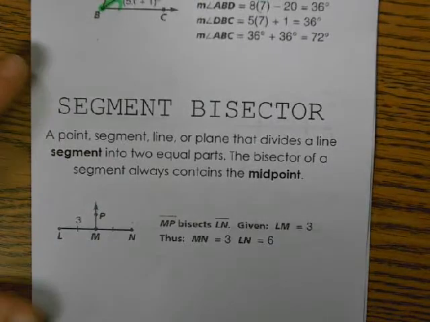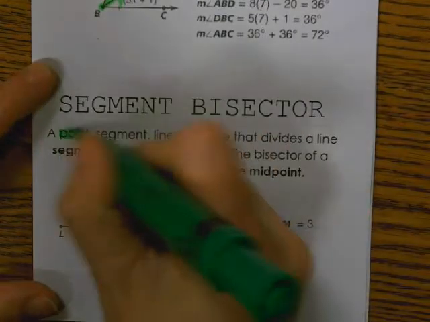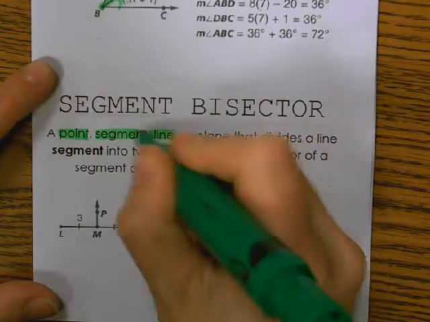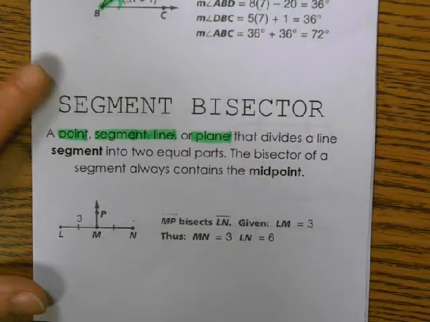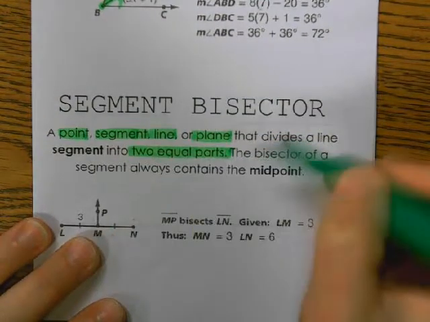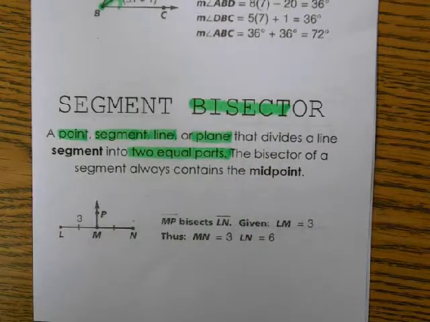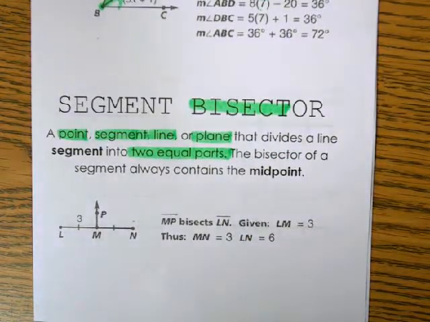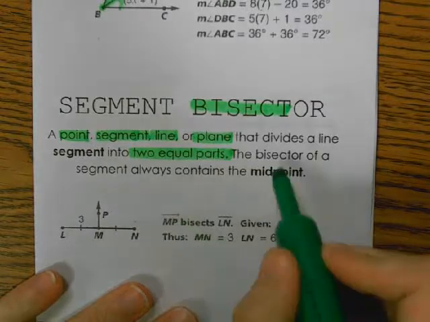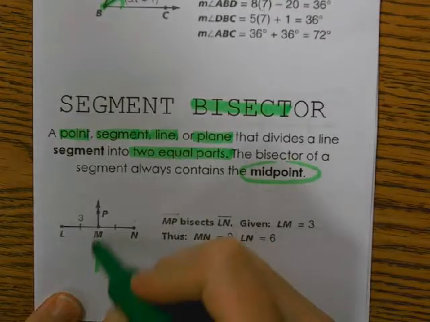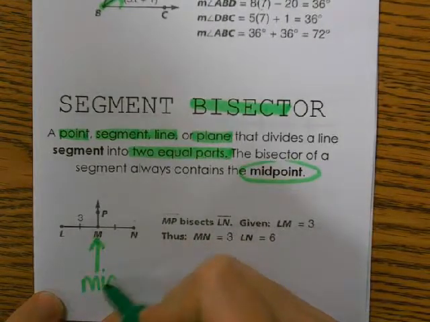Segment bisector is the same thing. It's a point, a segment, a line, or even a plane that divides the line segment into two equal parts. That's what bisect means. It means to cut it into two equal parts. So the bisector of the segment always contains the midpoint. So this point right here is the midpoint.